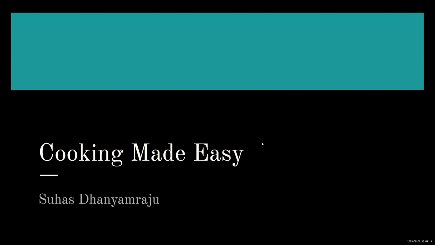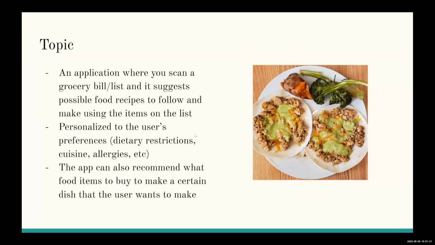Yeah, so my open source project is titled Cooking Made Easy. It's very simple. Sounds exactly like what it is. Basically, it's an application where you scan a grocery bill, receipt, or list, and it suggests possible food recipes to make using items on the list. This app can also be personalized to the user's preferences, so that if they have any dietary restrictions, any allergies, or prefer any cuisine, the app can adhere to that based on the user inputting it into the app system.